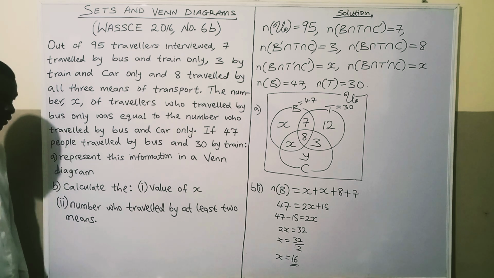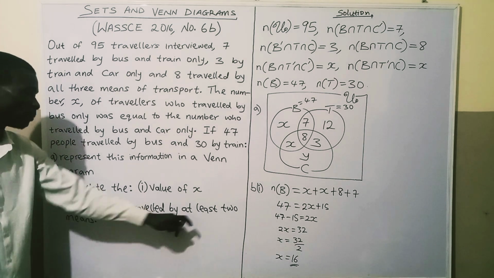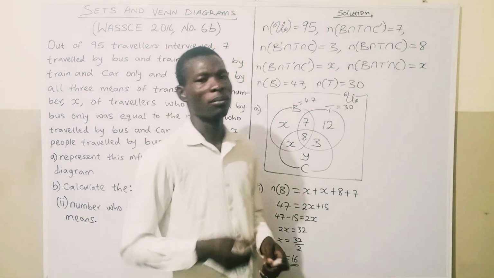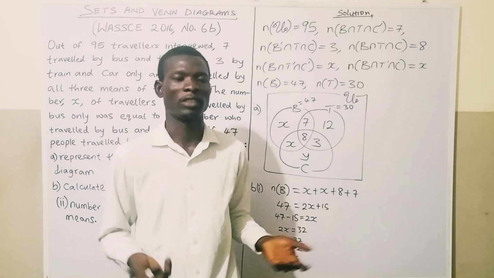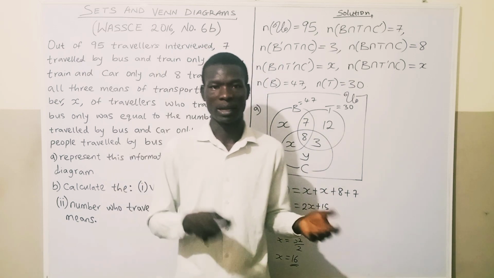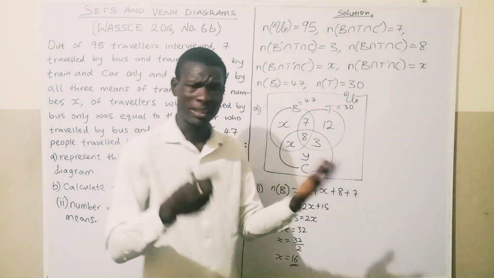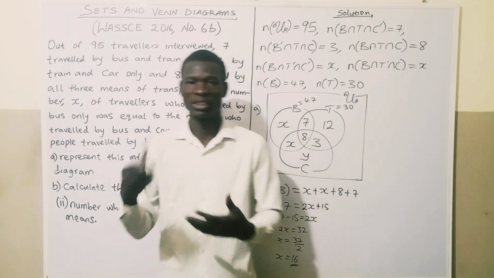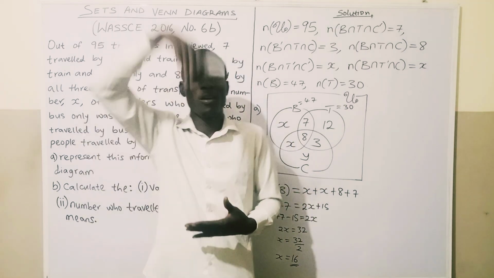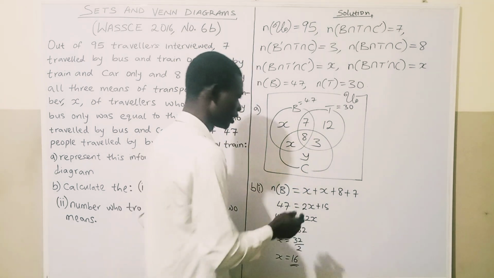And the second part of it, Roman figure 2, says calculate the number who traveled by at least 2 means of transportation. This is where the aspect of logic comes in, and then interpretation of the English language used in there. By at least 2 means of transportation, it means those that travel by either 2 means of transportation or more than 2 means of transportation. That's what they mean by at least 2 means of transportation.